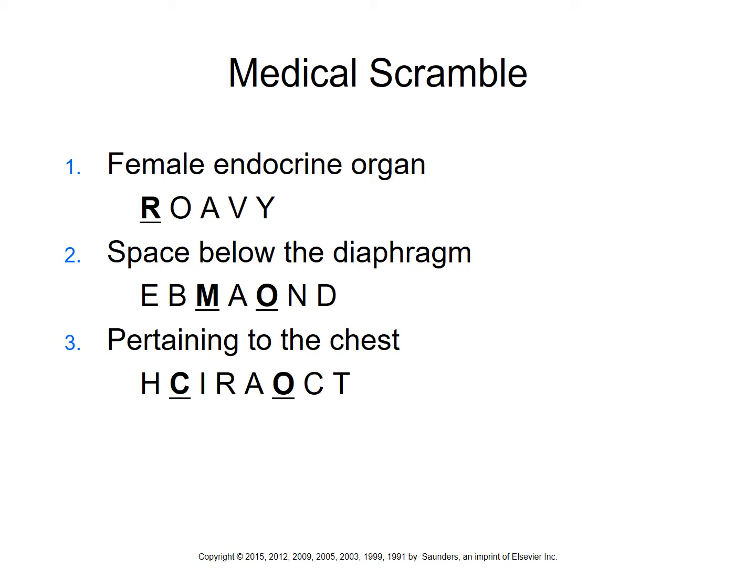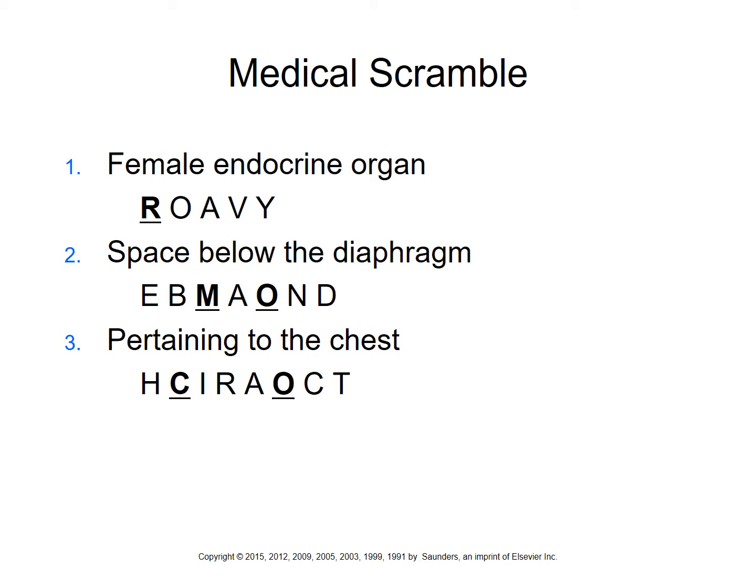Let's look at some medical scramble terms and see if you're able to identify what the word could be. A female endocrine gland. Now, remember, your endocrine glands are glands that give off what? They give off hormones. So the female endocrine organ would be the ovary. The second one, the space below the diaphragm. Remember, I told you the diaphragm separates the thoracic cavity, and the answer is abdomen.